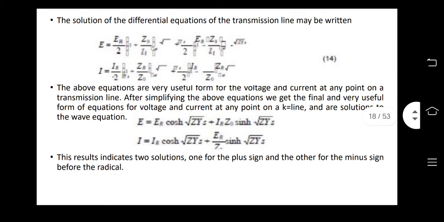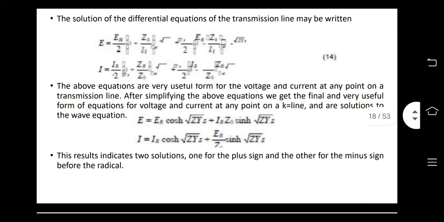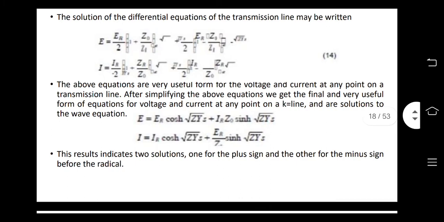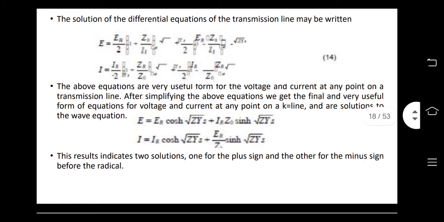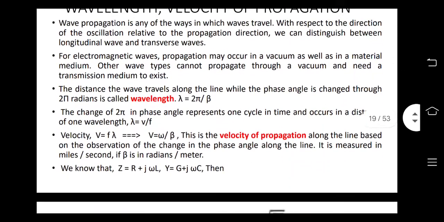So E equals ER cosh square root of Z into Y into S plus IR Z naught sinh square root of ZY S. I equals IR cosh square root of ZY S plus ER by Z naught sinh square root of ZY into S. This result indicates two solutions, one for the plus sign and the other for the minus sign before the radical.